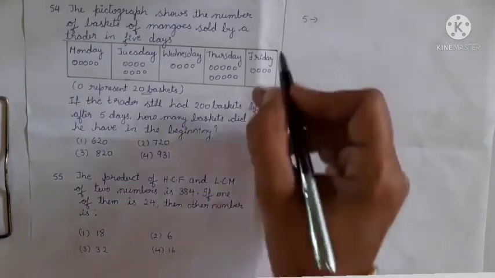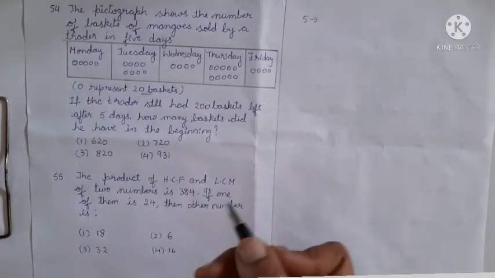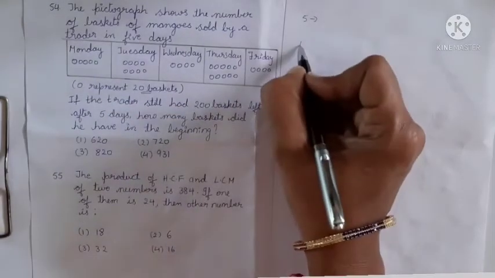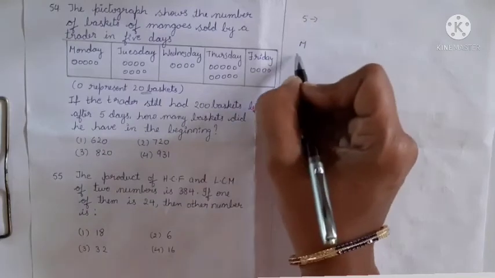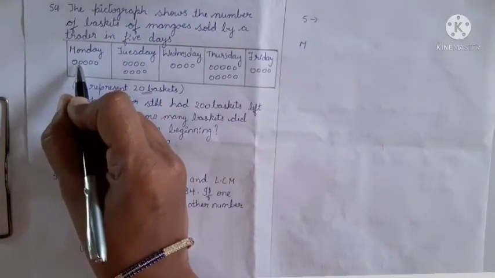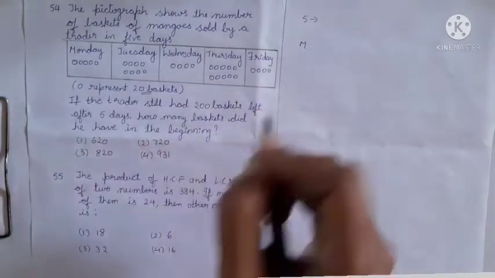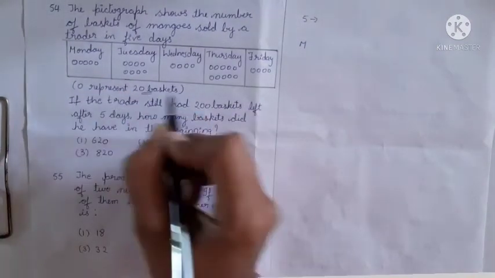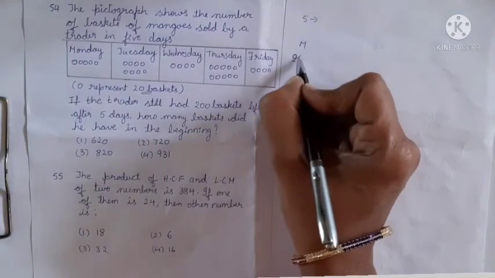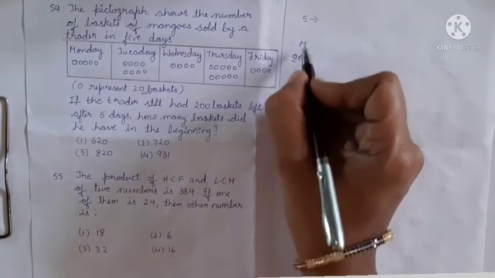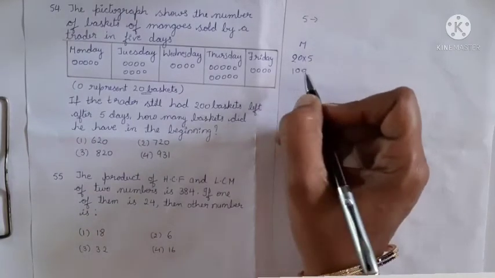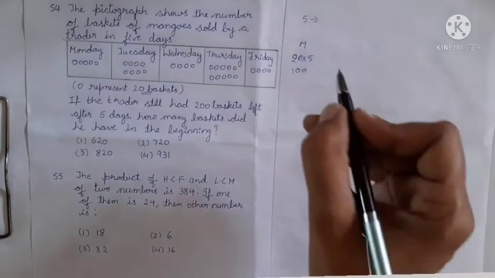For that, what you should do is, first you should know how many baskets he has sold each day. That is, let us start with Monday. Monday he has, here they have given you 5 pictures of this circle here, 1, 2, 3, 4, 5. One circle represents 20 baskets. Therefore, 20 into how many? 5 circles. So Monday how many he has sold? He has sold 100. 20 into 5 is 100.